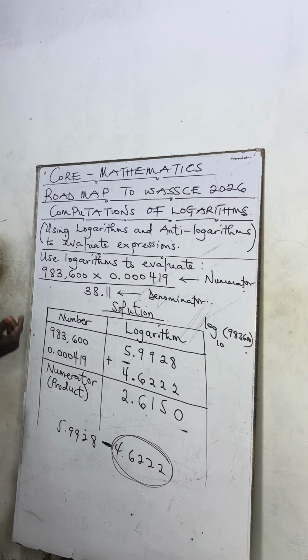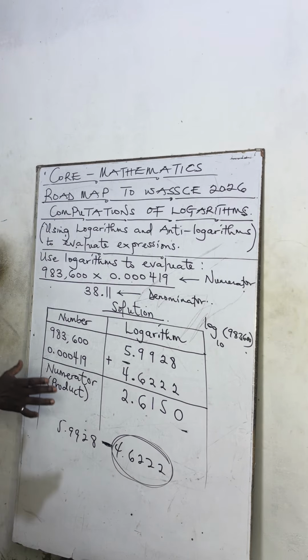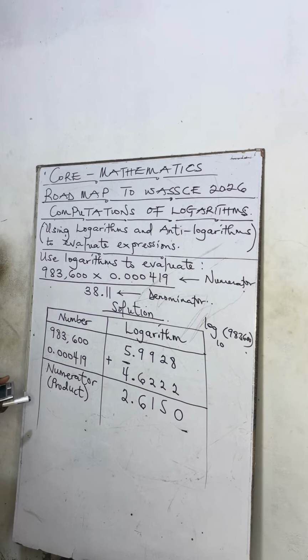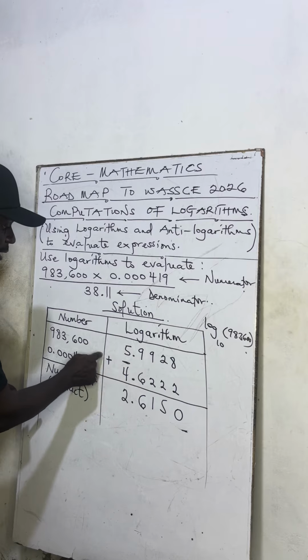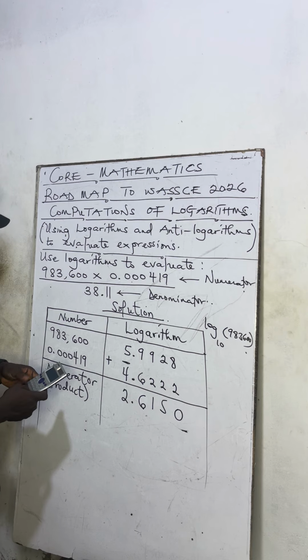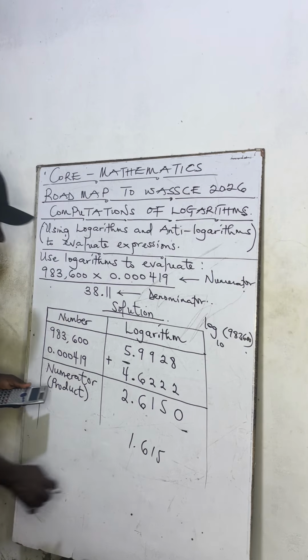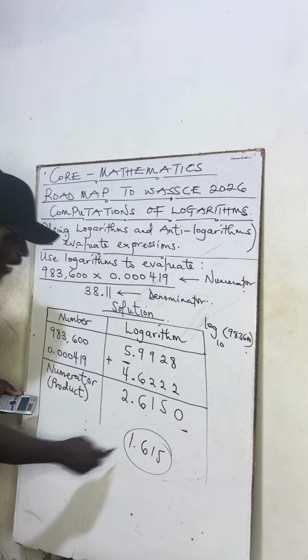There are some students who will tell me, oh, sir, then I'll punch the mantissa. I'll add the mantissa, then do it. Okay, let's see whether we can add the mantissa and do it using the calculator. So forget about the characteristic. It will be 0.9928 plus 0.6222, and we get 1.615. You see, when you punch only the mantissa, that's the decimal part, you get this.